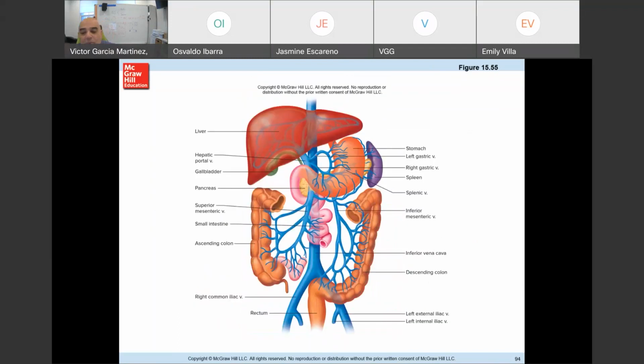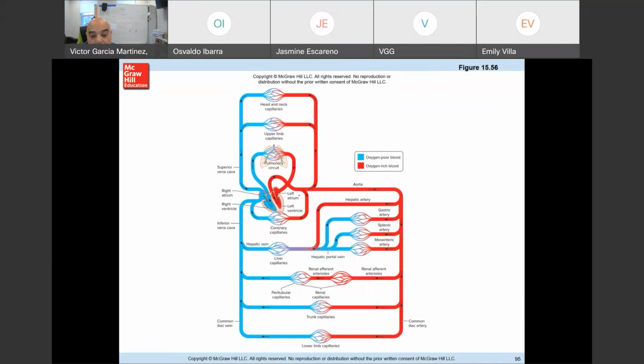Guys, I would like to do a special mention of the abdomen. Why? Because you have something here which is different, and I'm going to show you why. Normally, in your body, you have an artery taking blood to your organ. For example, the stomach has the gastric artery, the spleen has the splenic artery, the small intestine has the superior mesenteric artery, and your kidneys have your renal arteries.